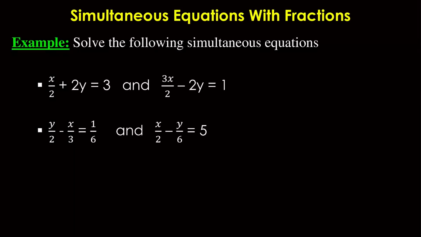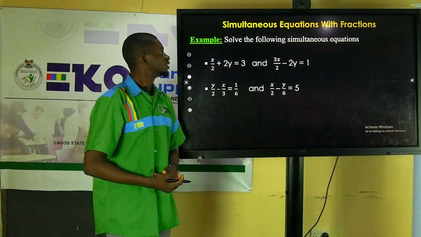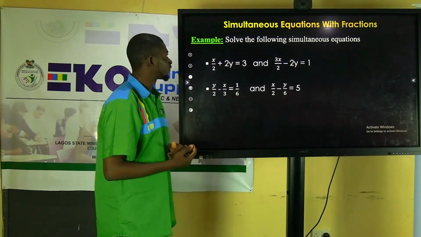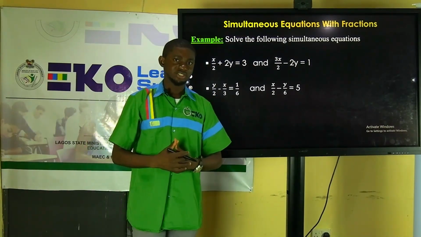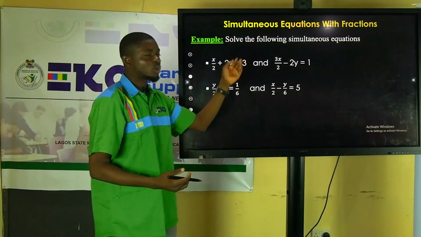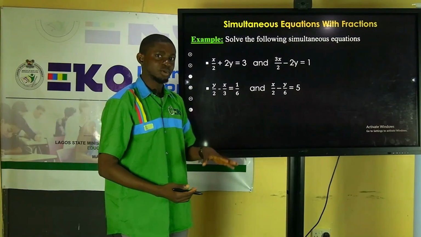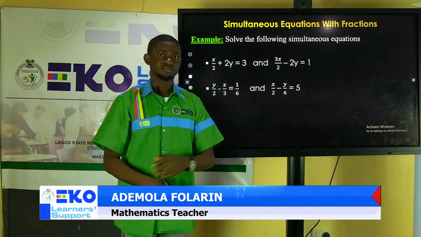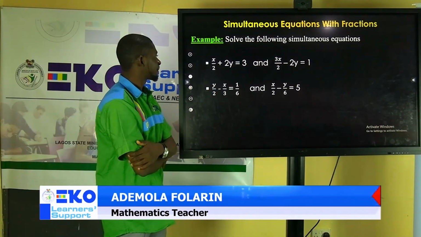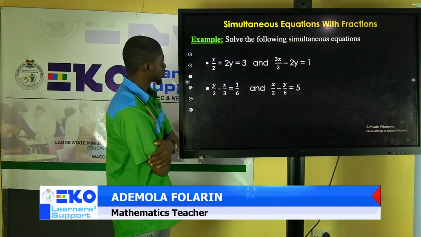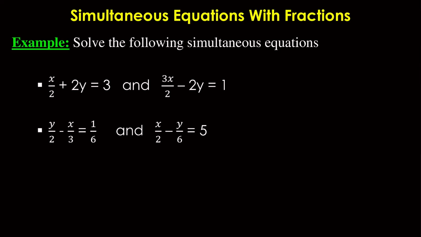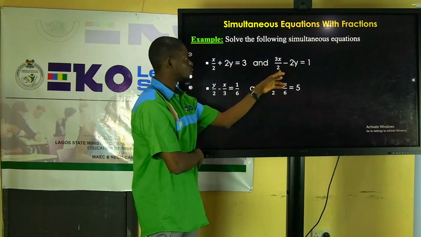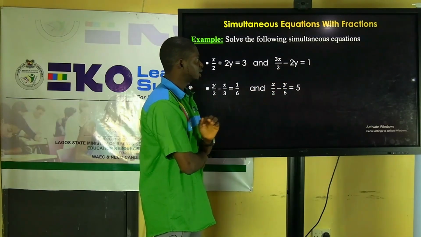This one is a simultaneous equation involving fractions. I want us to pay attention to this. Just similar to what we have been doing, but because it involves fractions, you need to be more technical in your approach. All right. Look at the first question where we have x over 2 plus 2y equals 3 and 3x over 2 minus 2y equals 1.